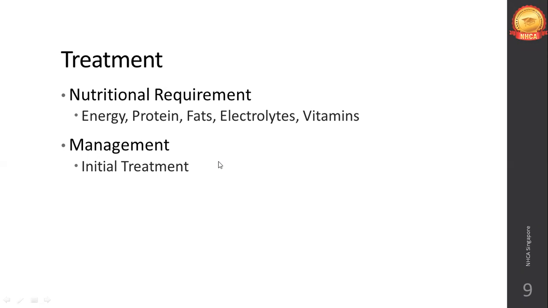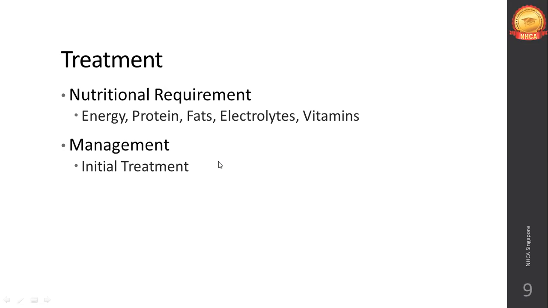So we have 3 stages of management: initial, rehabilitation, and follow-up. Initial treatment means whatever happens in the ICU, because you have received a complicated severe acute malnourished child. Complicated, it's not uncomplicated, it's complicated. So the first few days, the child will be in ICU. All life-threatening problems will be taken care of here.